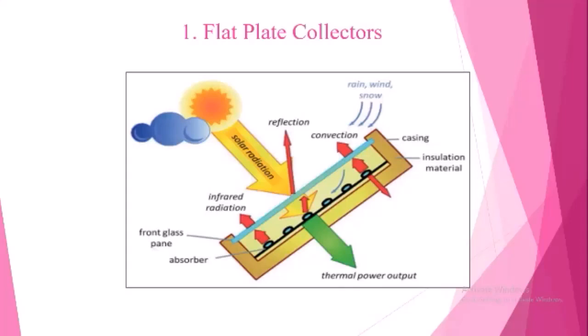The orientation of flat plate collectors is kept at the latitude of the place where it is installed, to get the maximum output. Now we can see the applications of flat plate collectors. Flat plate collectors are used as a flat plate solar air heater, meaning it is used as an air heater.